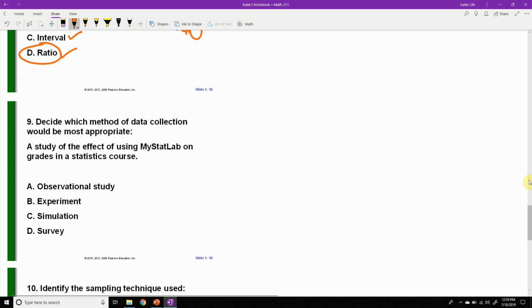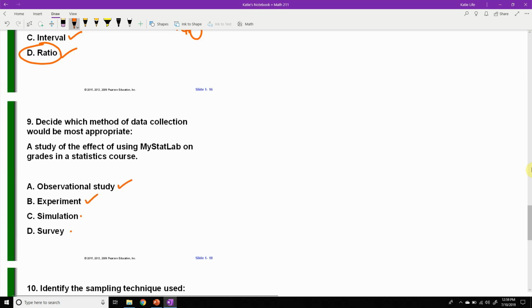Number 9, decide which method of data collection would be most appropriate. So between observational, experiment, simulation, and survey, what would we use to study the effect of using MyStatLab on grades in a statistics course? Well, there's really no way of surveying this kind of information, right? Unless you've used it before, your opinion doesn't really mean anything. I can't simulate it. I need people actually taking the course and using the software. So it's between observation and experiment.